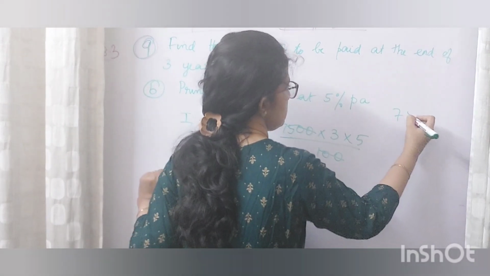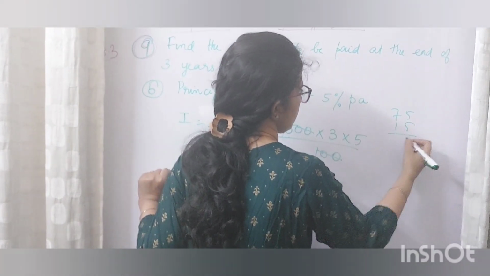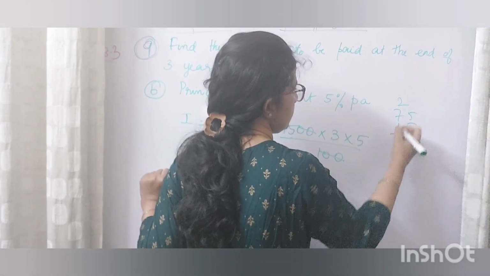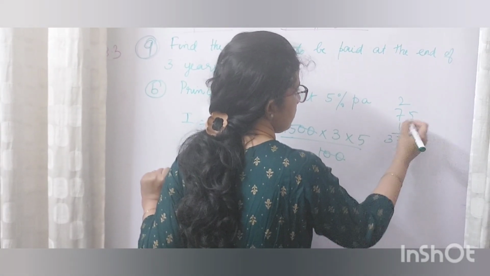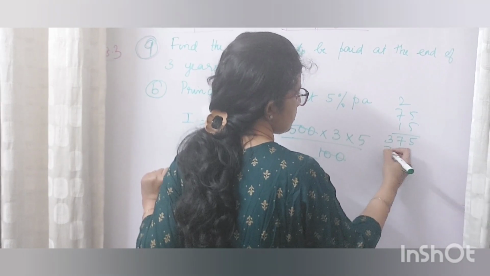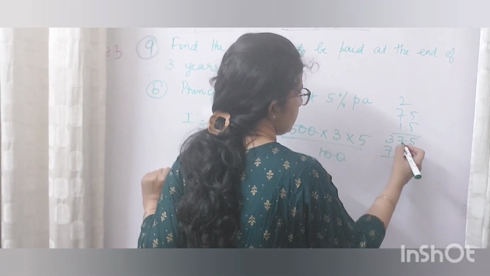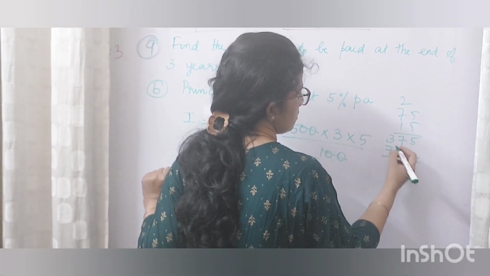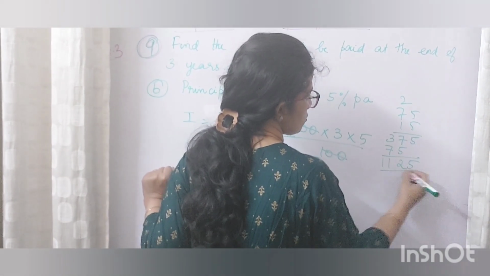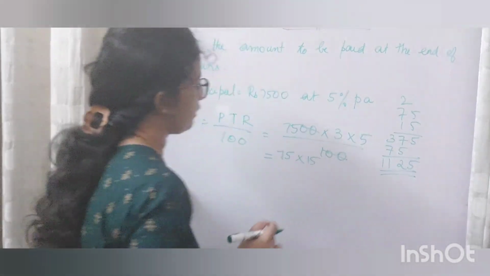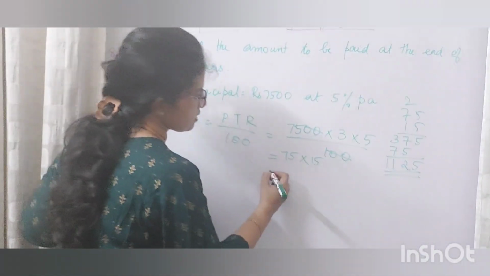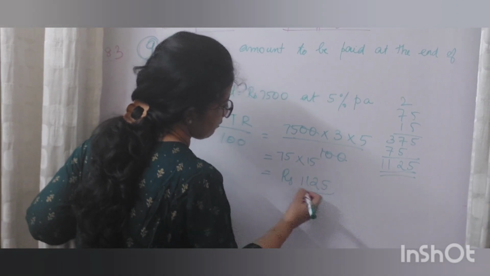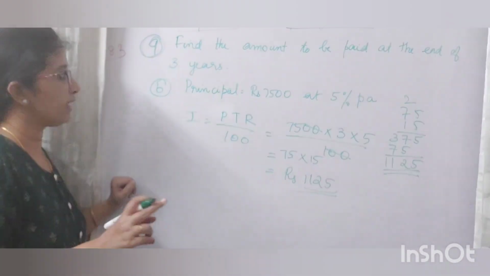75 into 15 is 25, 2, 7 5 is 35, 36, 37, 1 5 is 5, 1 7 is 7. So 1,125 is the answer. Okay, so interest is rupees 1,125. Okay, again we have to find what?